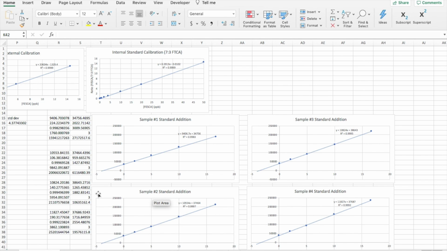This is one of the most robust ways of quantifying the analyte of choice, aside from an isotopically labeled internal standard, of course, because it accounts for all matrix effects, because each injection is the sample itself. However, it is definitely the most laborious.